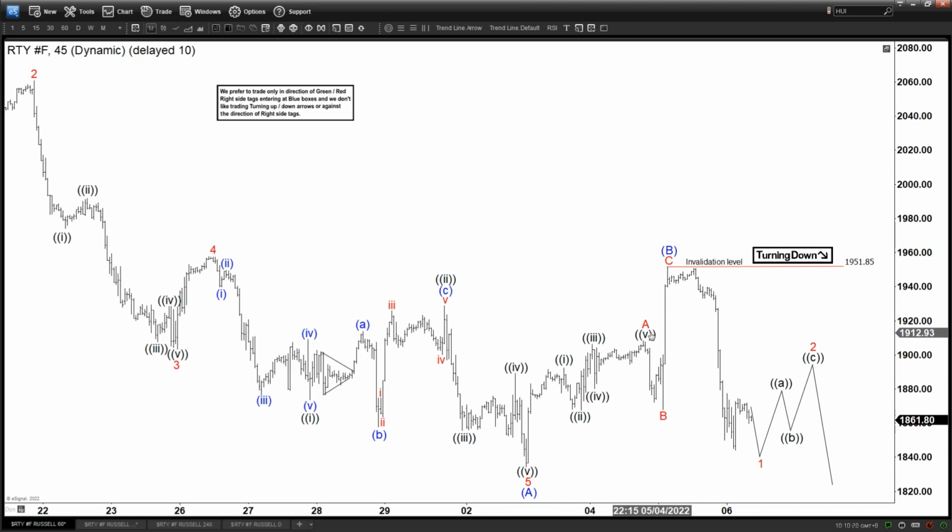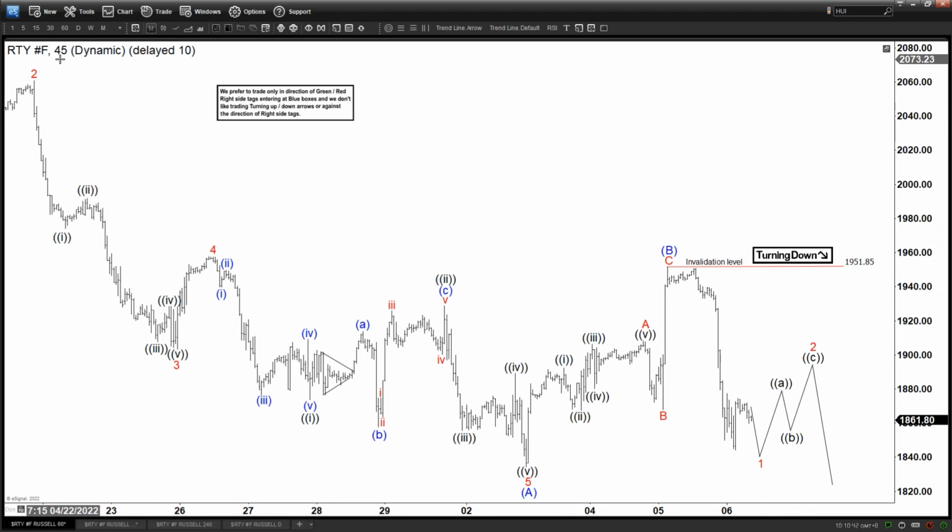trap. We've been telling members, despite the short squeeze, nothing changes, right? We still expect the downside in the indices, and that's what we got. We turned lower again just one day after the FOMC meeting, right? And now we're going to be looking at the Russell to see where we are.